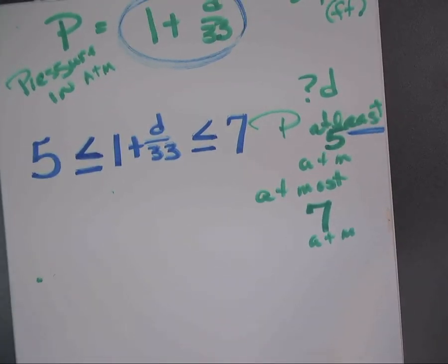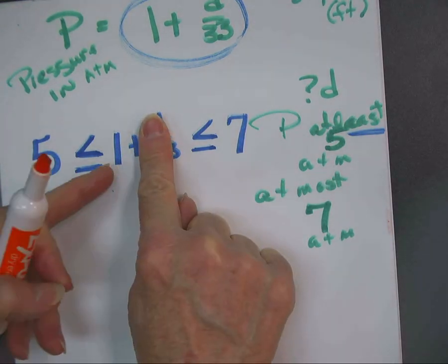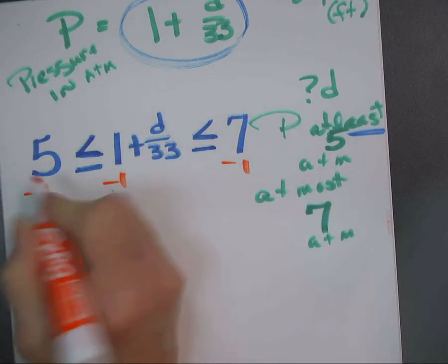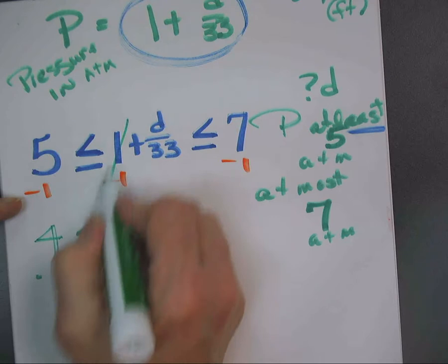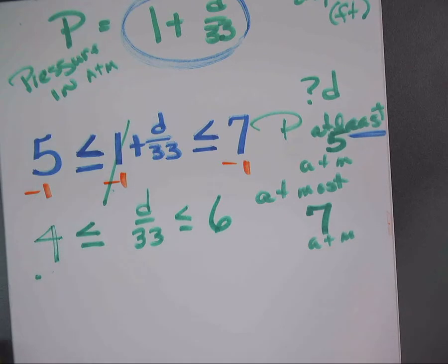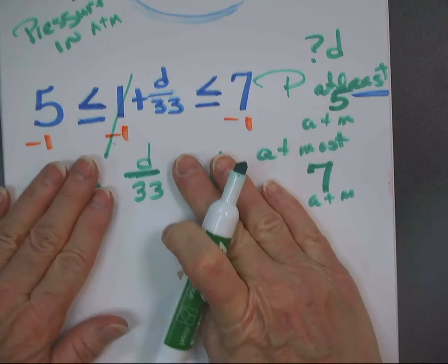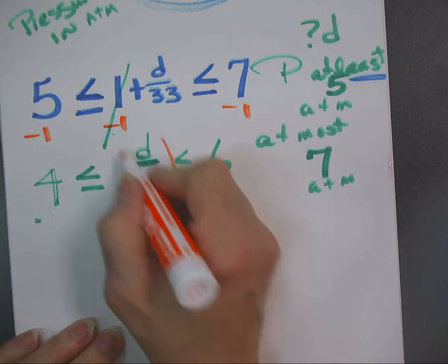Now, the first thing you have to do to solve this is get rid of the plus part, right? So how do we get rid of this 1 right here? Minus 1. So 5 minus 1 leaves us 4. That's gone. 7 minus 1 is 6. Okay, to solve for D, what do we do? Multiply by 33.